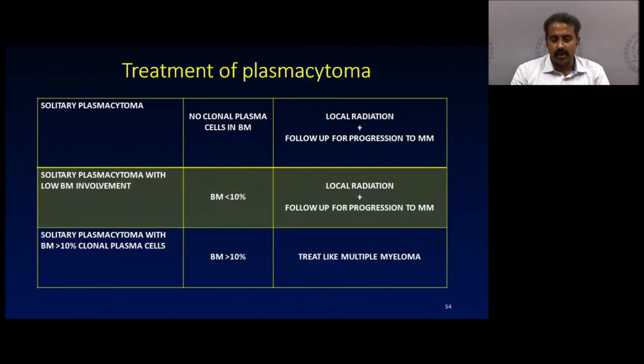Here the treatment is local radiation followed by follow-up for progression. If you have a solitary plasmacytoma with bone marrow showing less than 10% of plasma cells, this is called solitary plasmacytoma with low bone marrow involvement. Again, systemic therapy is not required. Local radiation for the solitary plasmacytoma and follow-up is what is required. Whereas if you have a solitary plasmacytoma and a bone marrow showing more than 10% clonal plasma cells, here the treatment has to be like multiple myeloma, and anti-multiple myeloma therapy has to be started immediately.